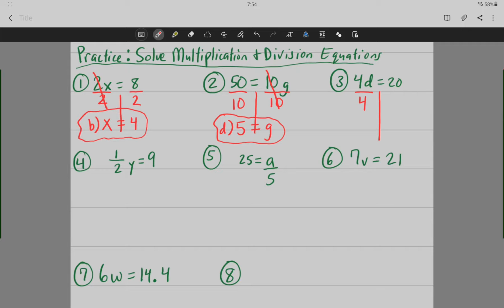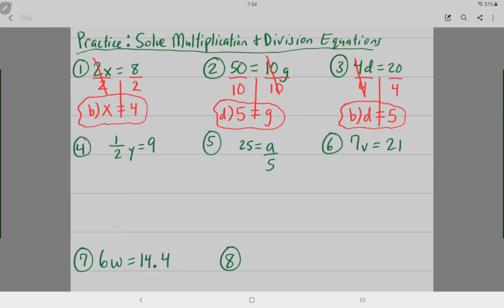And keep the equation balanced. So whatever you do on one side of the equation, you also do the same to the other. So divide that by 4 as well. On the left side, we know 4 divided by itself is 1, so we can cancel that out. Bring down our variable d, bring down equal sign, and 20 divided by 4 equals 5. So our answer for this is choice B, d equals 5.